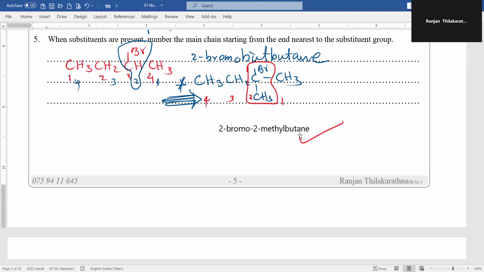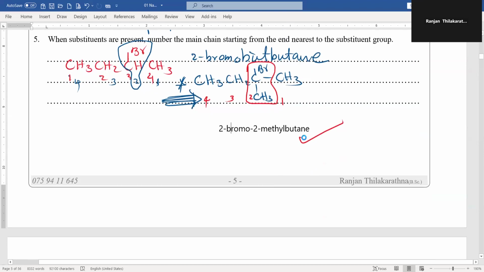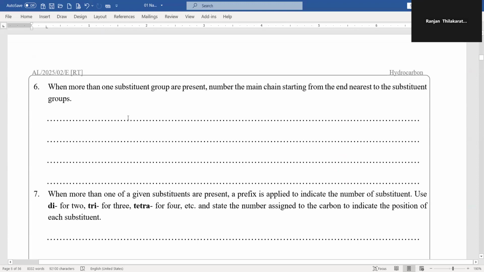2-bromo. Why? In between name and number, you have to put a hyphen. When substituents are present, number the main chain starting from the end nearest to the substituent group. So 2-bromo-2-methylbutane.